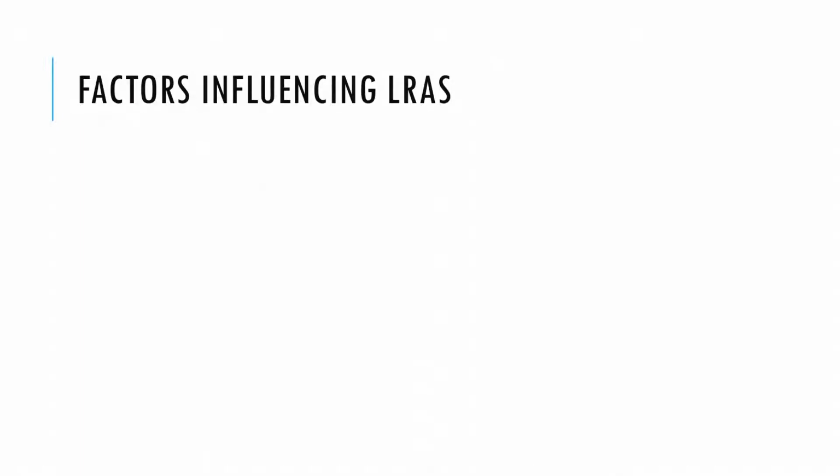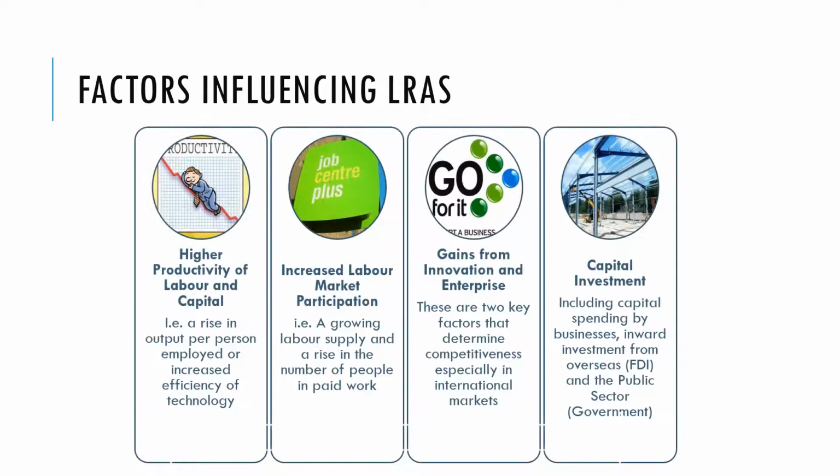So what might influence the potential level of output in the economy? Well, four broad factors might be the level of productivity. So how productive are the workers, the output per worker, and how productive is the machinery? So what is the efficiency of the technology that we are using? The higher the level of productivity, the further out or the greater the potential level of output the long-run aggregate supply would be in the economy. How much labour is there? So the size of the labour force.